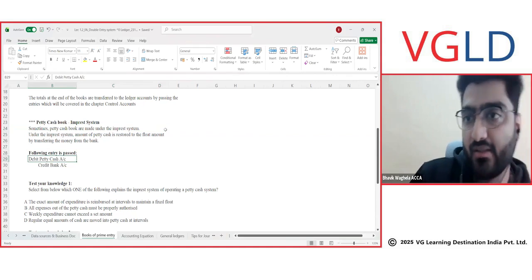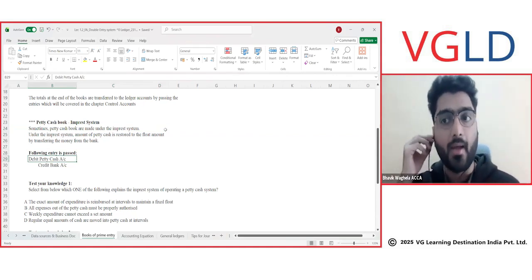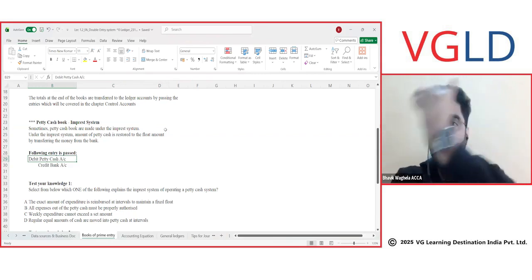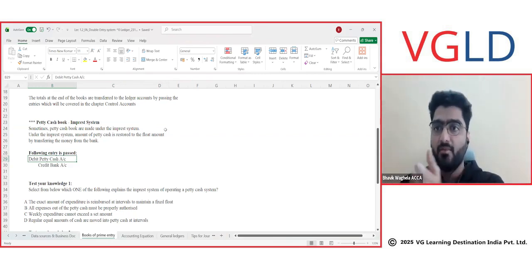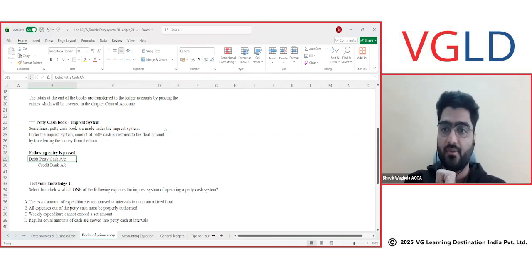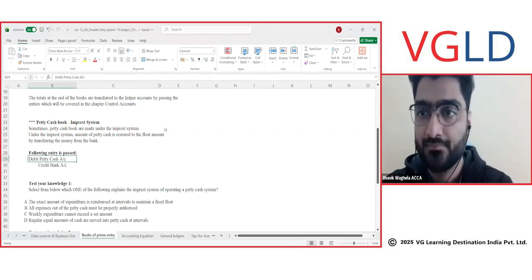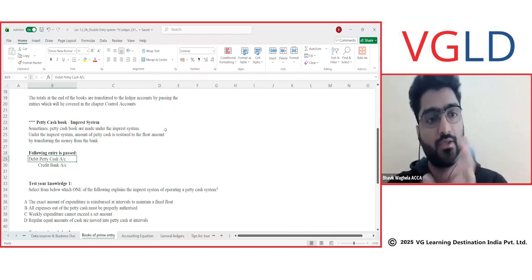The journal entry will be debit petty cash account and credit bank account. Please try to understand why. Money is transferred from the main bank account to the petty cash account. Can I say the bank balance in the main account will fall? So you credit bank account.